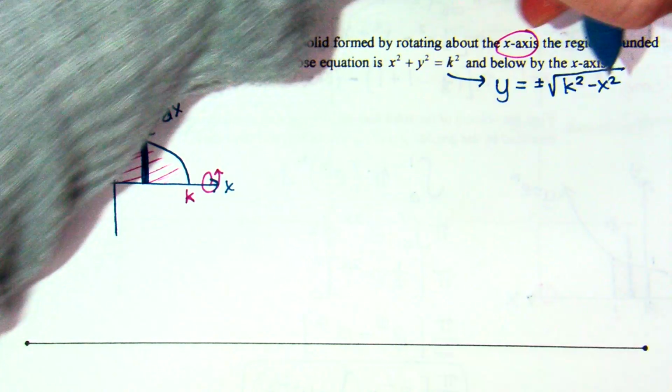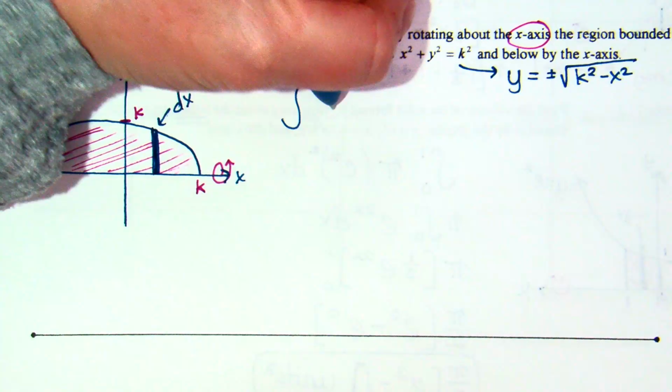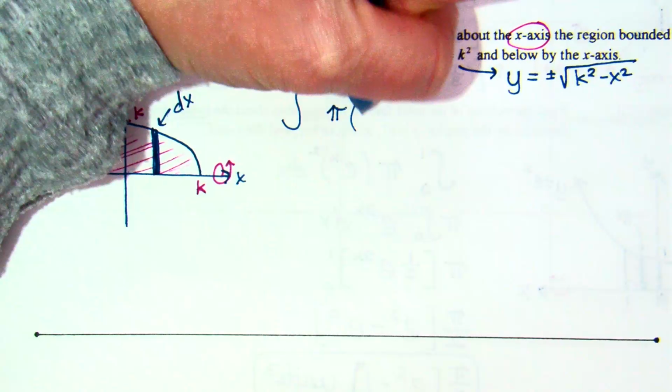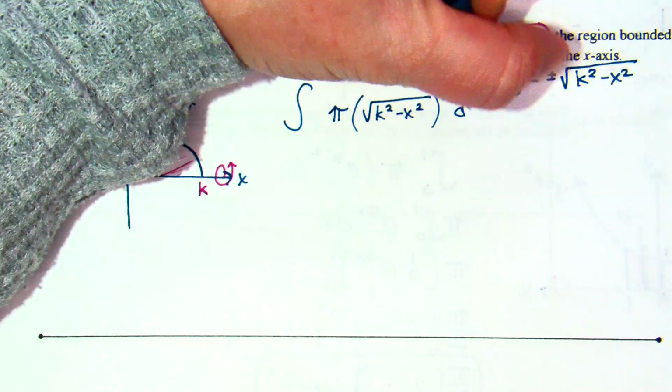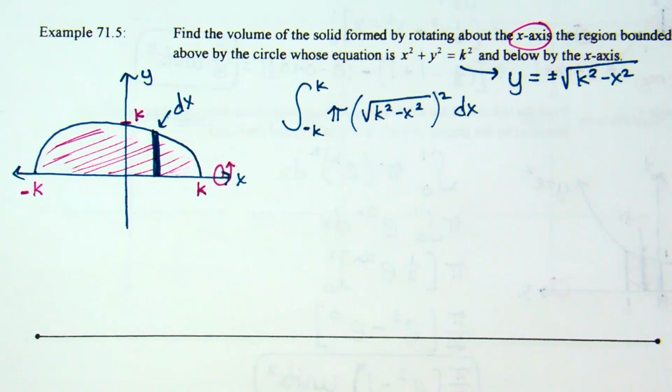The integral. Pi times my function squared, so the square root of k squared minus x squared, quantity squared, dx. Okay. And I'm running out of time. So, evaluate from negative k to positive k. Technically, what else could you do instead? Multiply it by 2 and just go from 0 to k? Because if my figure was drawn appropriately, it would be symmetric.